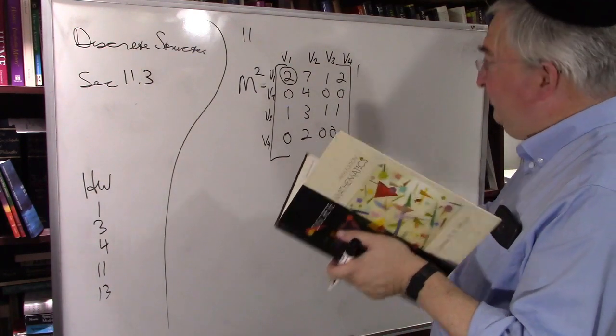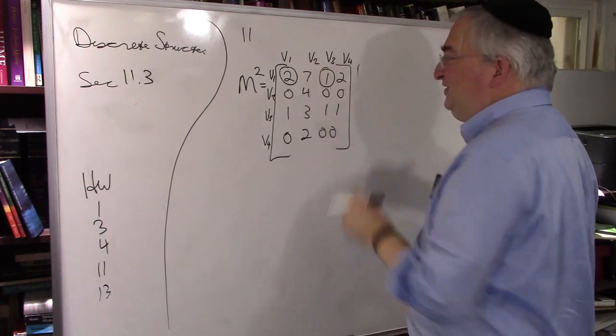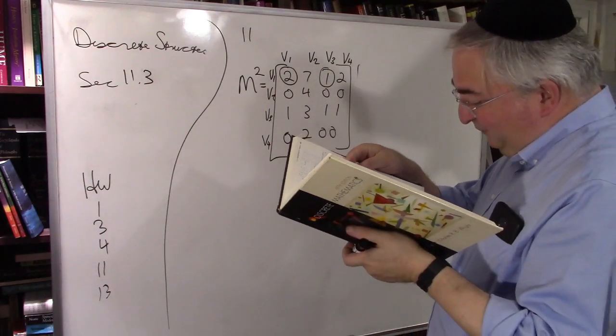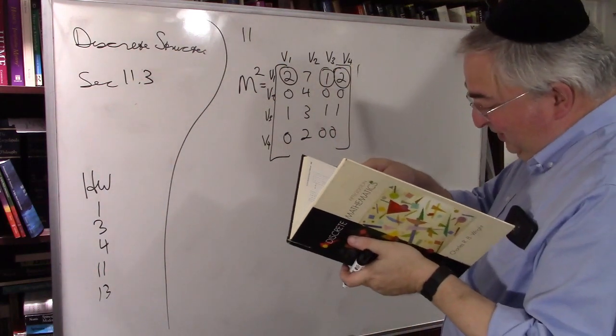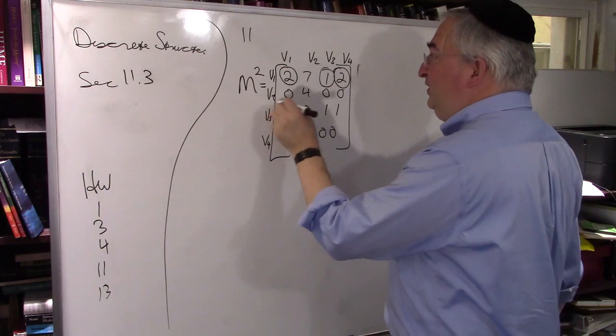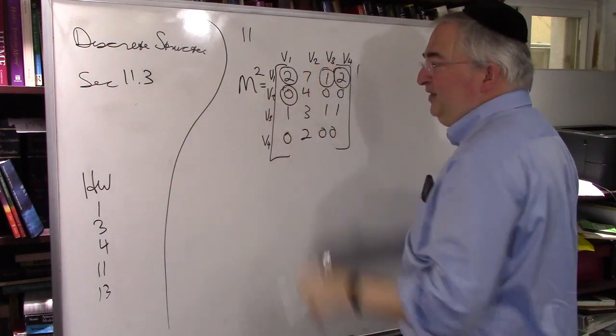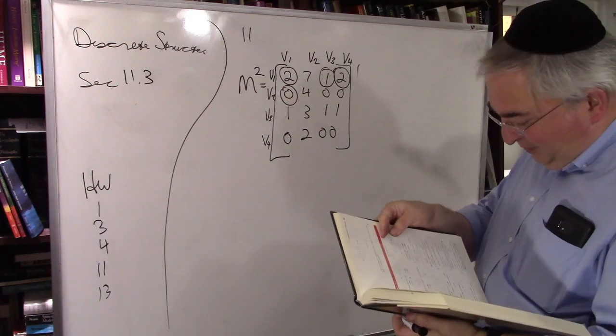Next, from V1 to V3, that's this. Next, from V1 to V4, that's this. Next, from V2 to V1, 0. That's the end of that. Number 13.